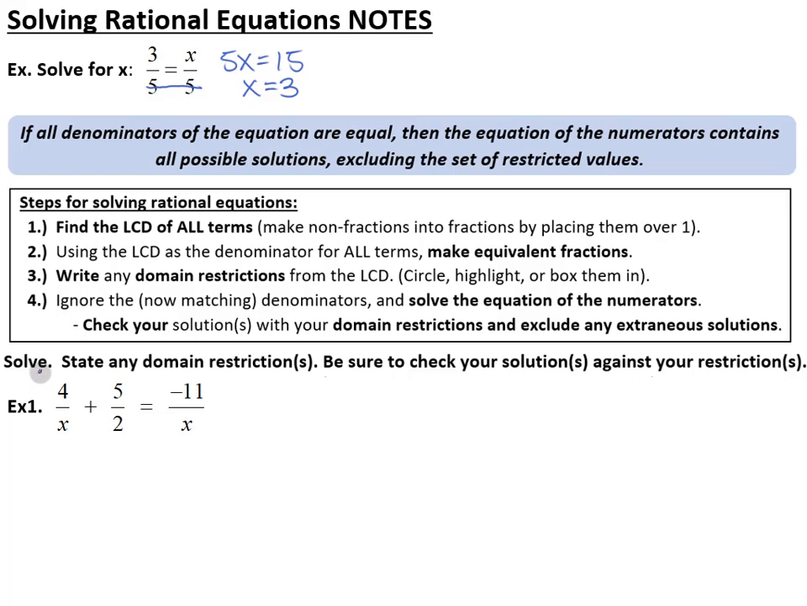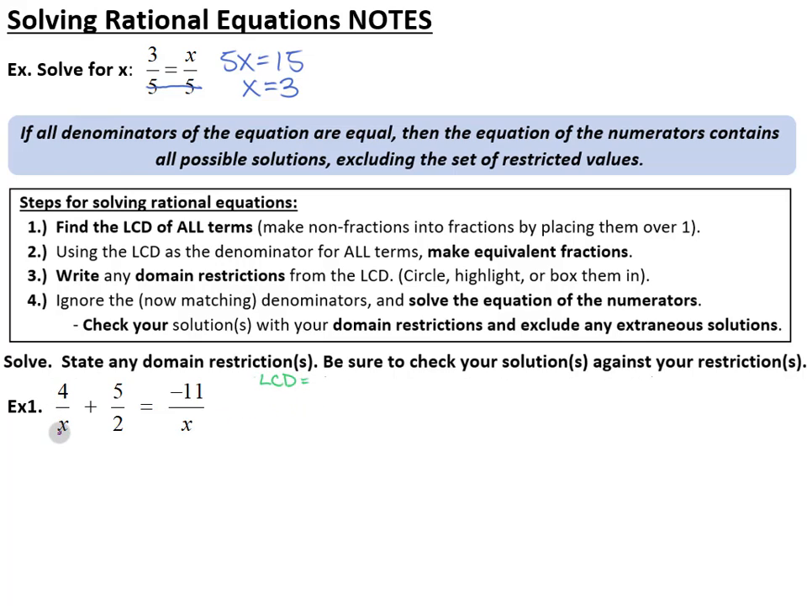So solve, state any domain restrictions, and be sure to check your solution against your restrictions. Typically we'd want to take all of our denominators and factor them. In this case they're all as small as we could possibly make them, x, 2, and x. So the second thing we want to do is find the least common denominator.